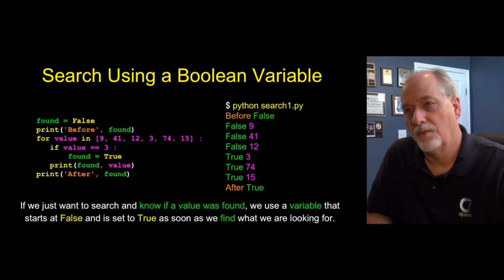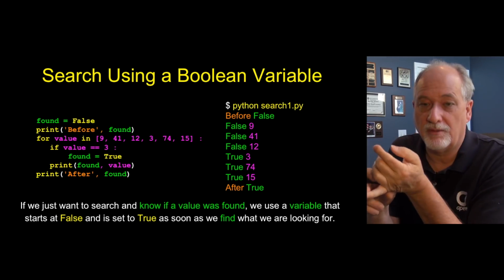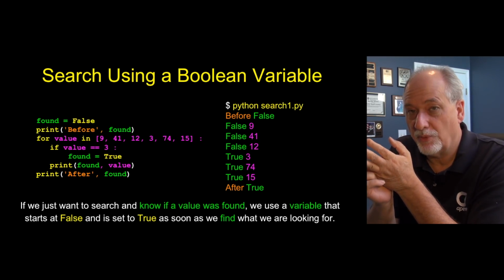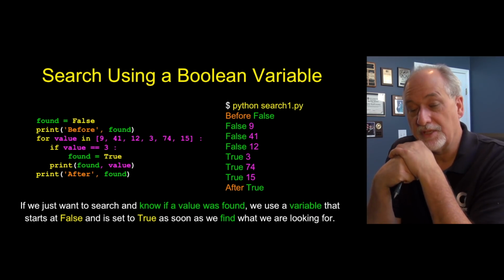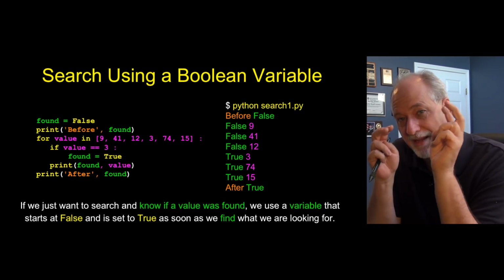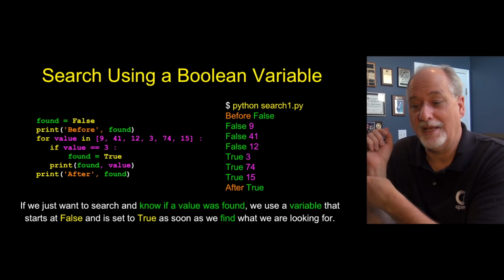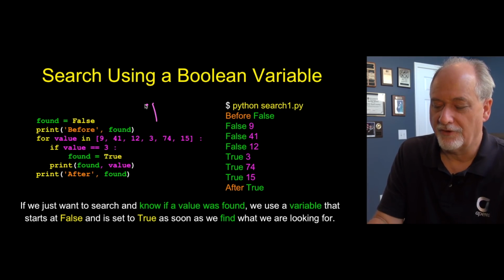We can also say, I want to know if a particular value is there. And so we're going to use a Boolean variable. We've talked about integer variables like 1, 42, floating point variables like 98.6, and string variables like "hello world" that have quotes in them. This is a fourth type of variable. It's called a Boolean variable, and it only has two values: true and false.